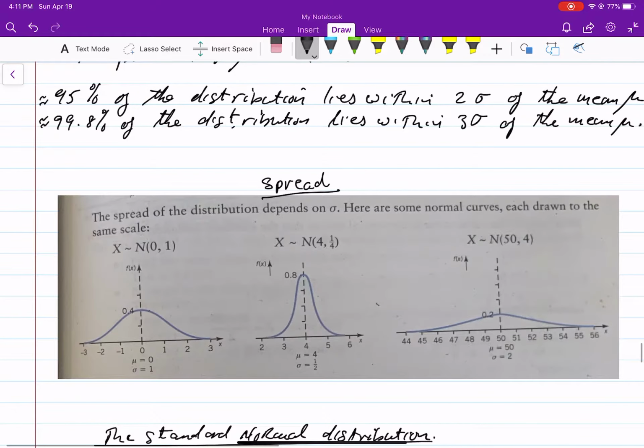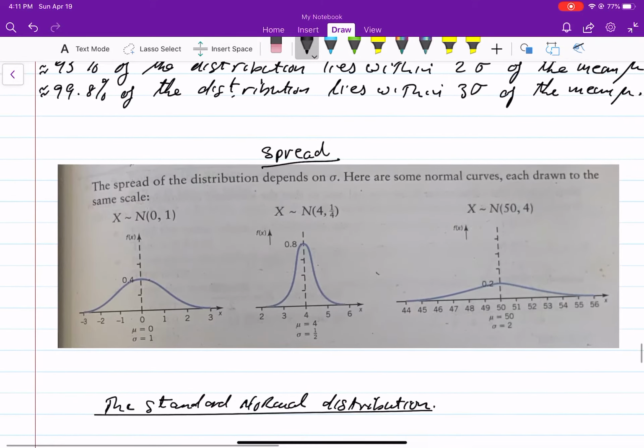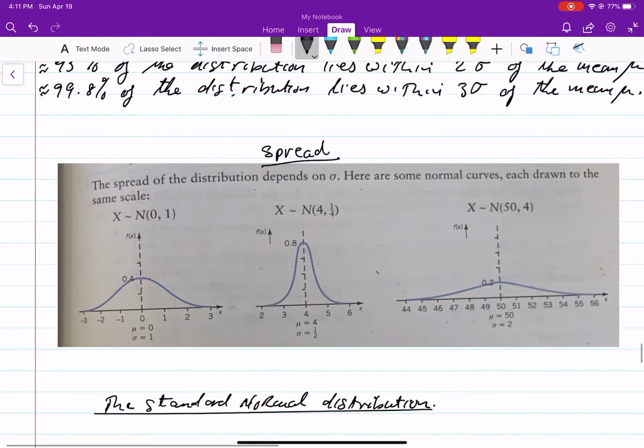95% of the distribution lies within 2 sigma, or 2 standard deviations, of the mean. That means if I start at the mean and measure a distance of 2 sigma on either side of that mean, put boundaries on either side, then I would be enclosing 95% of the data. Or between those boundaries, I'll have a probability of 0.95. If I extend that, 99.8% of the distribution lies within 3 standard deviations, or 3 sigma, of the mean. I almost have all of the area under the curve once I've gone 3 standard deviations from the mean.